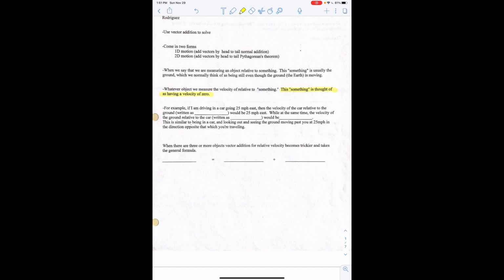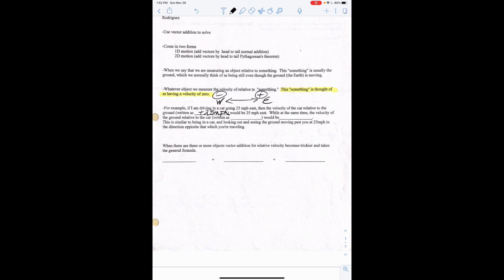So here's another example. If I am driving in a car going 25 miles per hour east, then the velocity of the car relative to the ground would be 25 miles per hour east, or written as positive 25 miles per hour, where we're assuming that positive is east and negative is west.